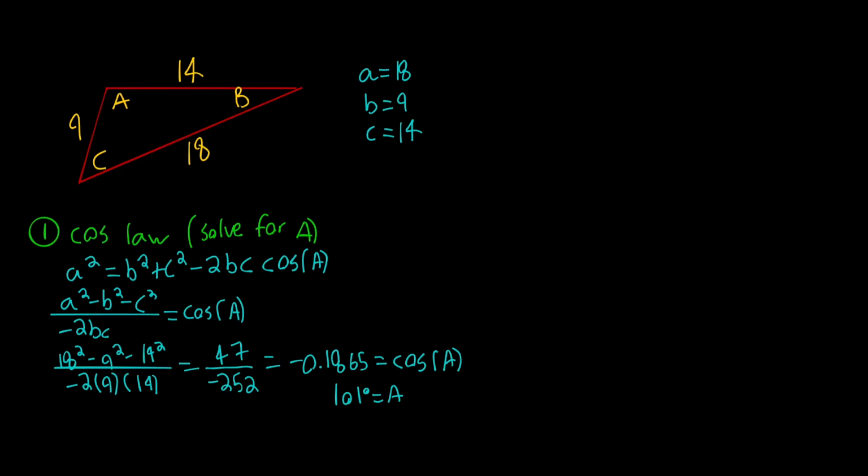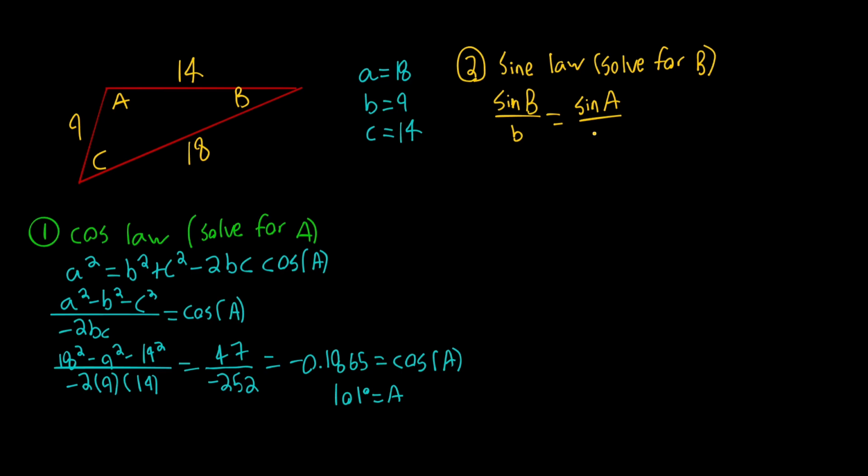So we'll continue now with part 2, which is going to be using sine law to solve for a different angle. So let's solve for the angle B here. So sine law to solve for B. So what we get here is that the sine of B divided by B is the sine of A divided by A. Or that the sine of B is B times the sine of A divided by A.